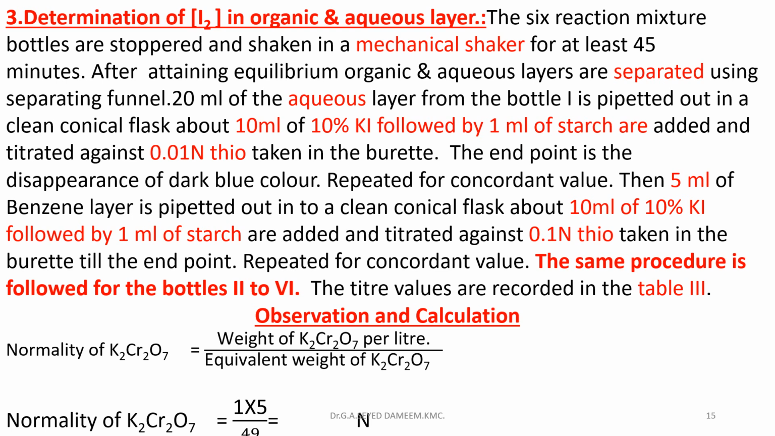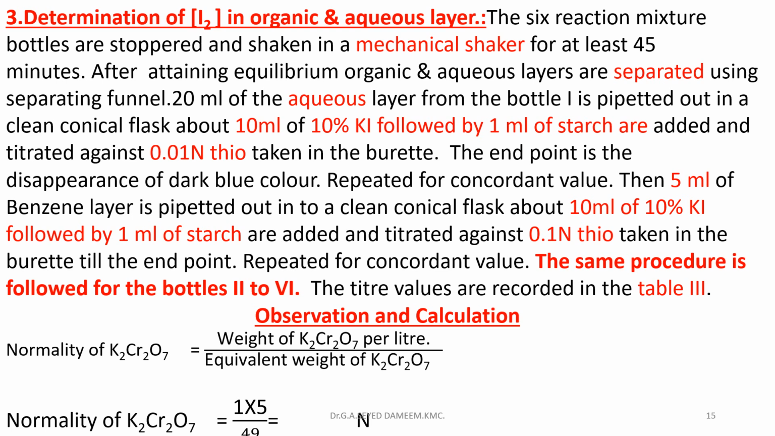Then afterwards, 5 ml of the organic layer, the benzene layer, is pipetted out into a clean conical flask, and about 10 ml of 10% KI solution followed by 1 ml of starch are added. The solution is titrated against 0.1 normality thio taken in the burette till the end point. Here also the end point is the disappearance of dark blue color, and the titration is repeated for concordant value.